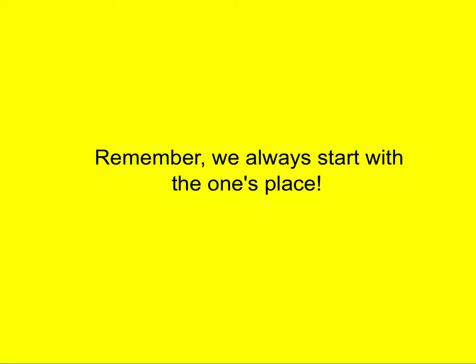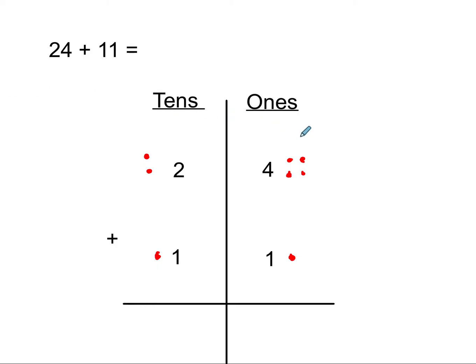Remember, we always start by adding in the ones place. So first, I'll count up all the dots in the ones place. I have 1, 2, 3, 4, 5 dots. So I'll write the number 5.